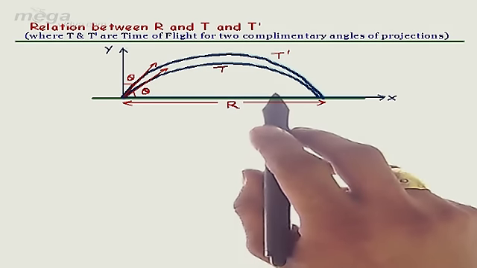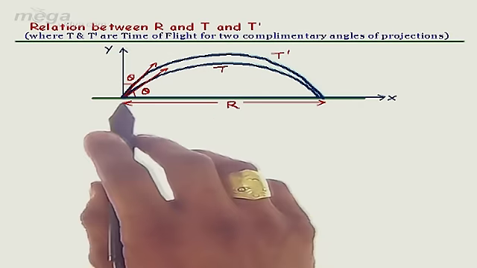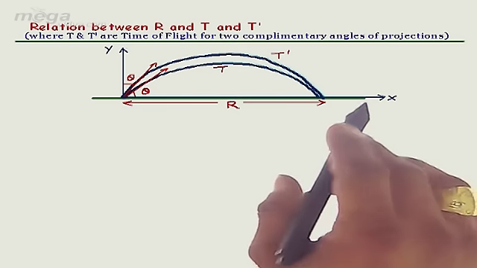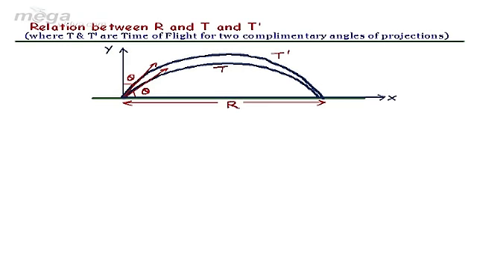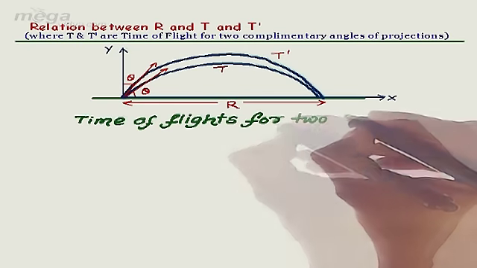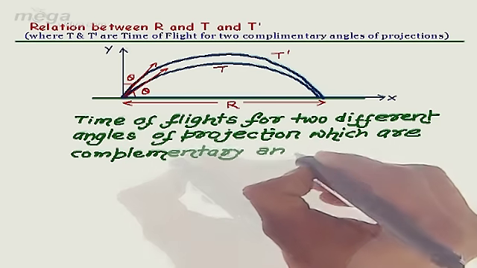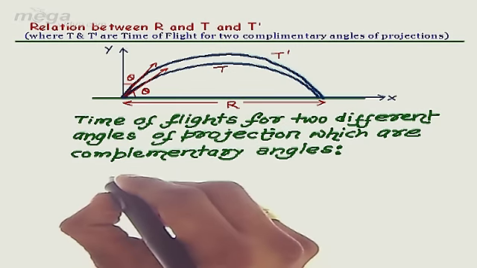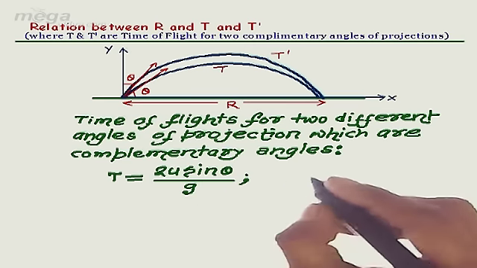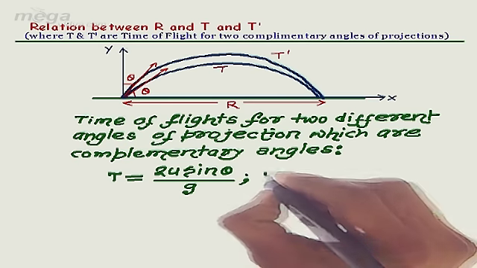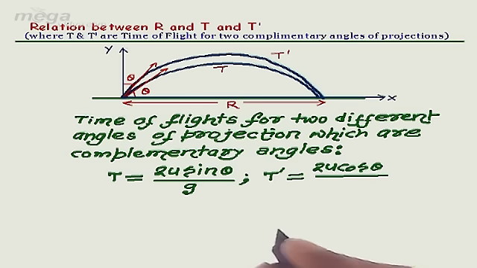Say two projectiles are thrown at angle theta and 90 minus theta. In other words, we can say one is thrown at angle theta with the horizontal while other at theta angle down the vertical. In this case, we can easily write time of flights for two different angles of projection which are complementary angles. So time of flight for angle theta is T equal to 2u sine theta divided by g. While for angle of projection 90 minus theta, the time of flight T dash can be written as 2u cos theta divided by g.